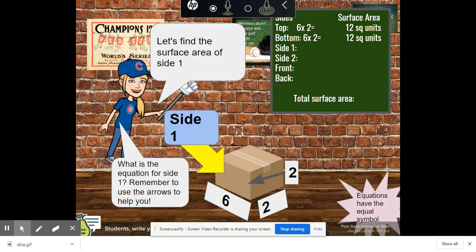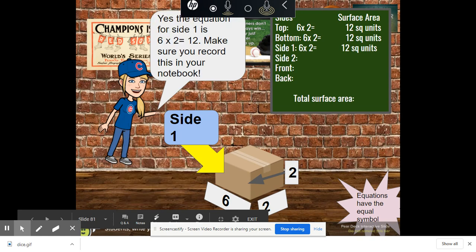Let's find the surface area for side 1. Okay. What is the equation for side 1? Remember, use the arrows to help you. Well, side 1 already has this bottom part labeled as 6. I'm going to use this arrow and see that right here is 2. So the equation for side 1, this entire side, is going to be 6 times 2, and that's 12. So I'm going to record that in my T-chart.